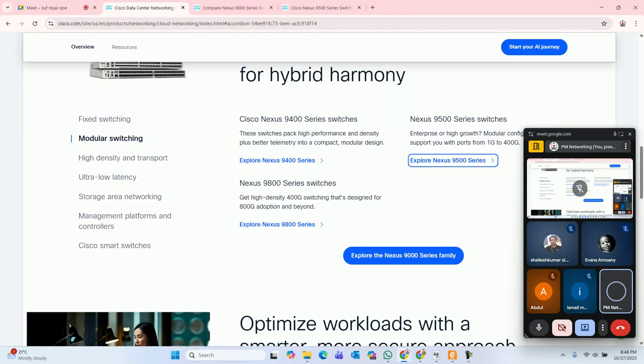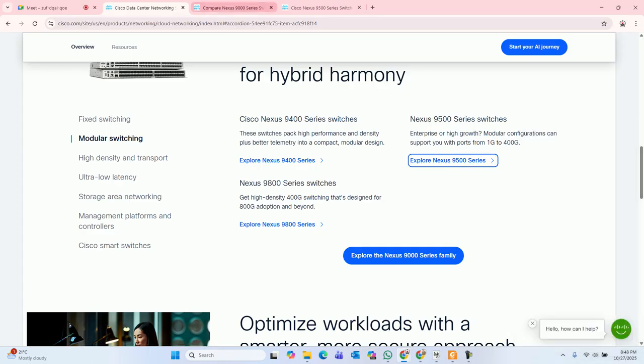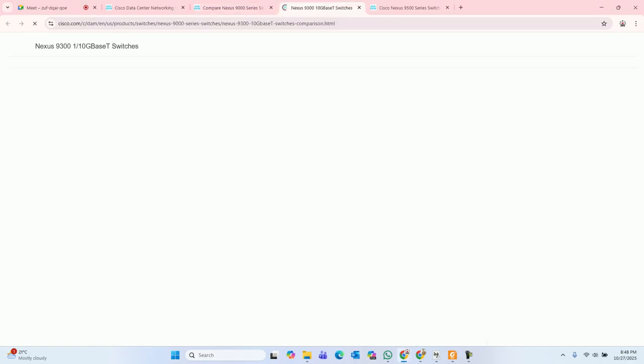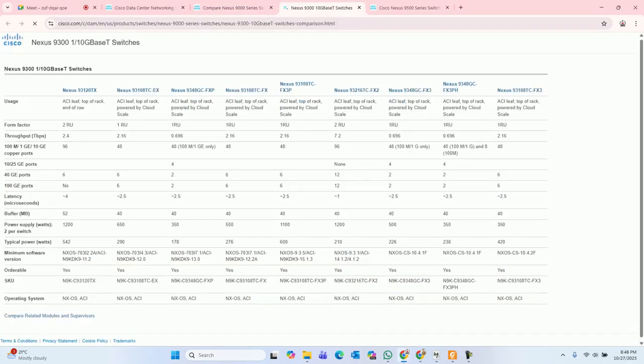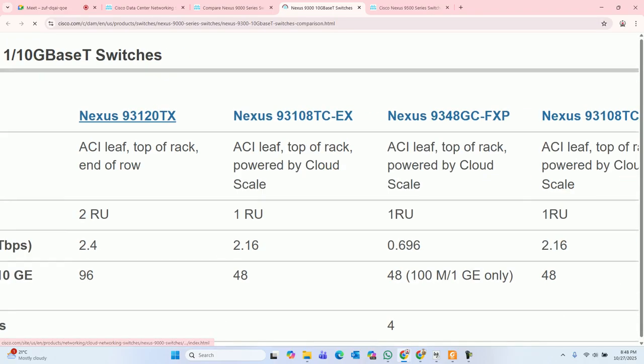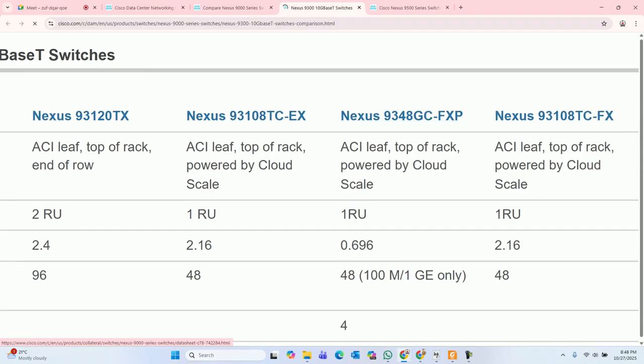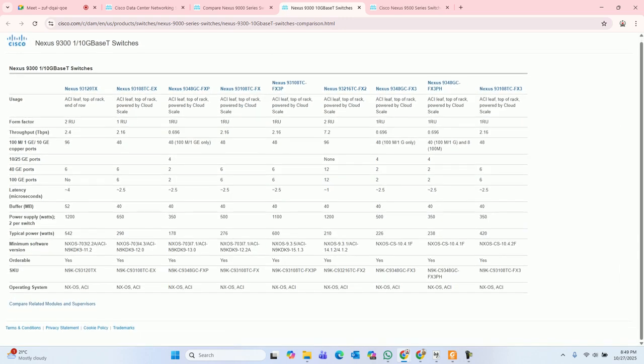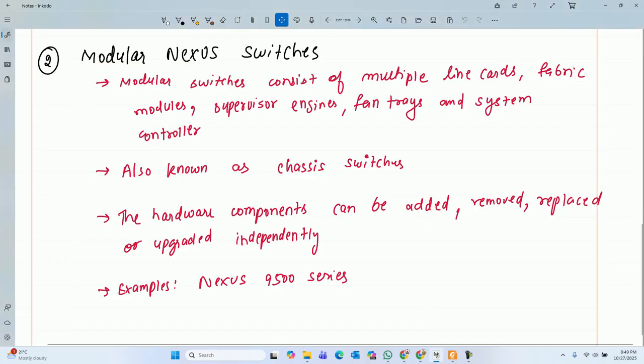Whenever you check any platform, you always see their names. Sometimes they are very confusing. Let's say you see the names Nexus 93120TX, 93108TC-EX, 9348GC-FXP. How do we get these names? Remember, we have discussed this thing, guys.